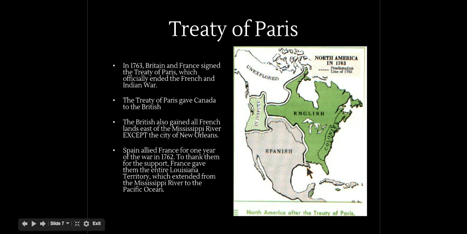One thing that I didn't mention earlier was that Spain actually fought with France for 1 year in 1762. To thank Spain for their help, France gave them the entire Louisiana Territory, which extended from the Mississippi River to the Pacific Ocean. Specifically, though, the city of New Orleans was what Spain got. All of these bullet points do need to be in your notes. So pause the video if you need to and copy those down.